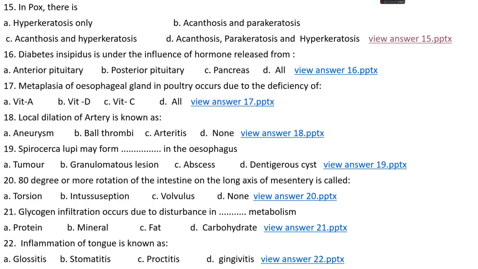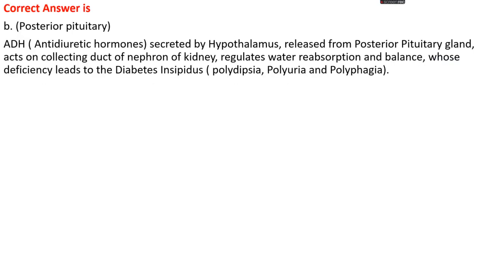Question number 16. Diabetes insipidus is under the influence of hormones released from option A, anterior pituitary, option B, posterior pituitary, option C, pancreas, option D, all. The right answer is option B, that is posterior pituitary.